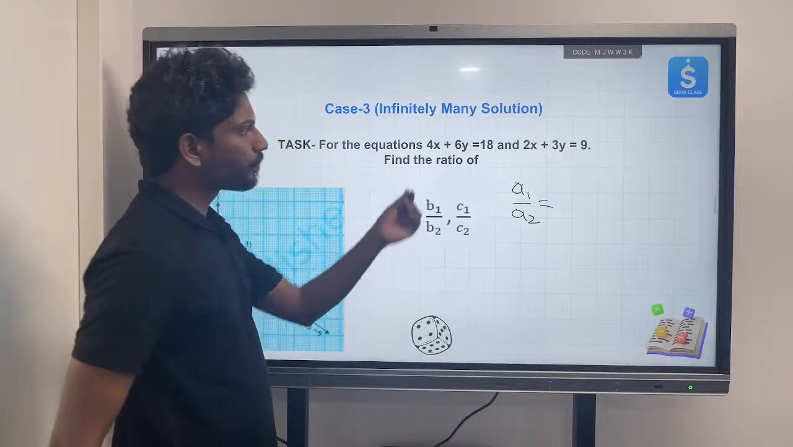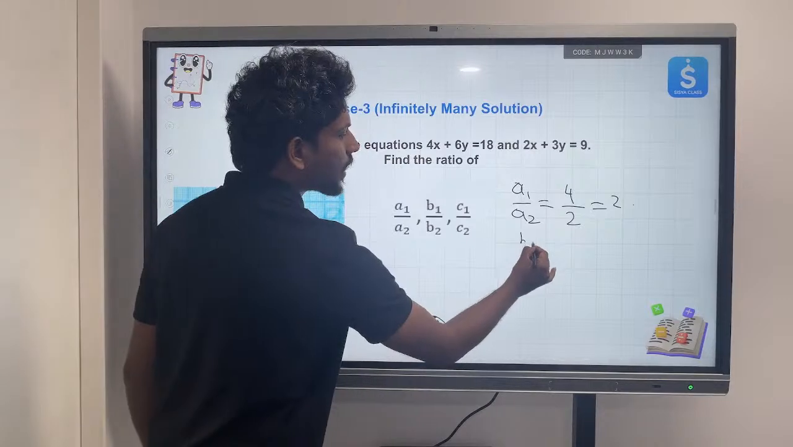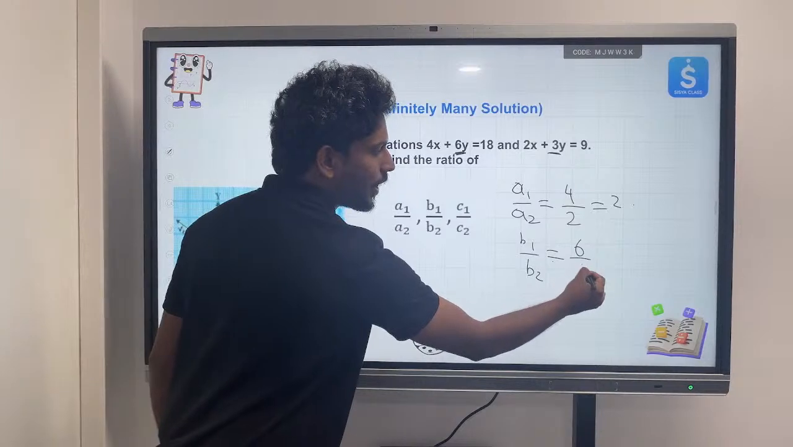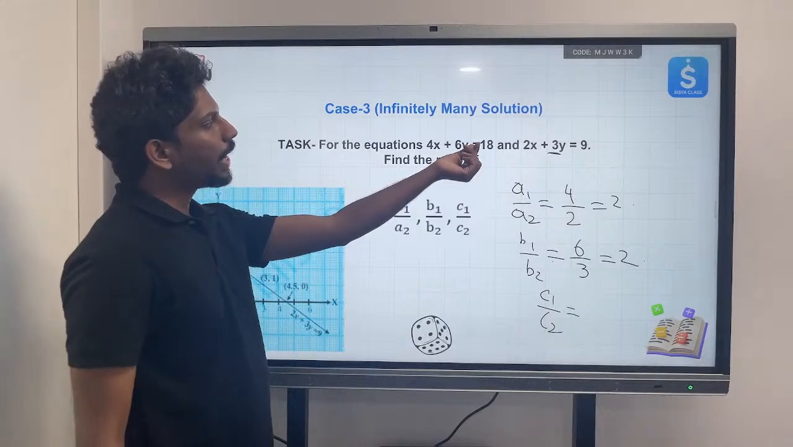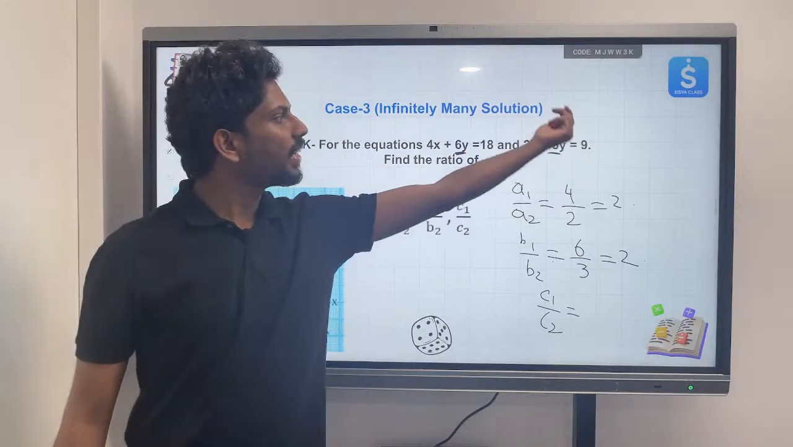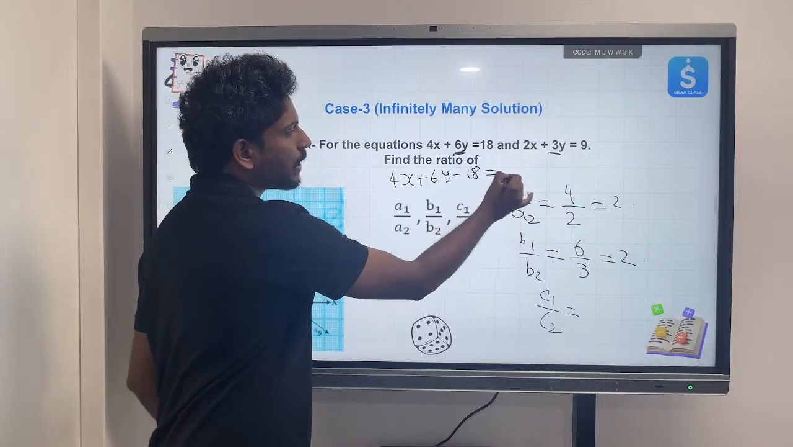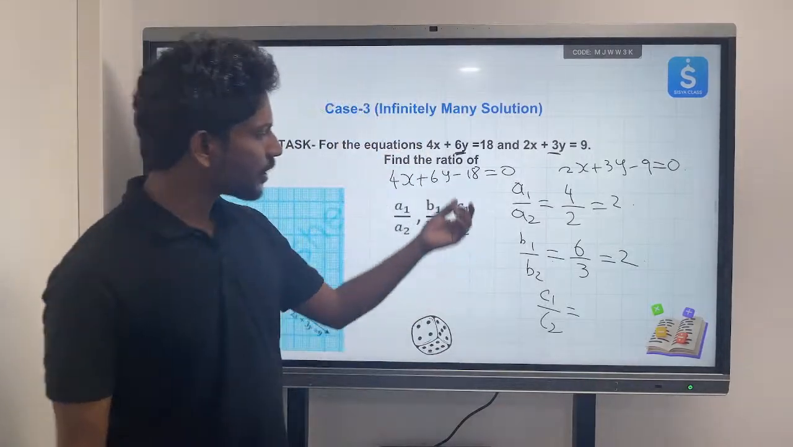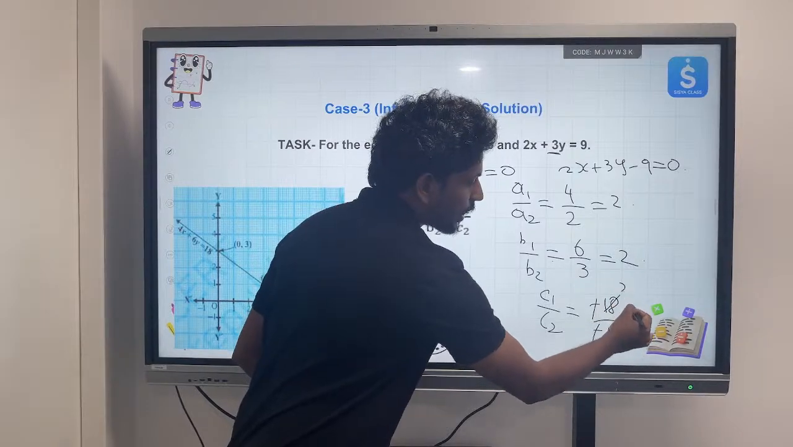What is a1 by a2, that is coefficient of x by coefficient of x, that is 4 by 2, which is 2. What is b1 by b2? The coefficient of y and the coefficient of y, which is 6 by 3, which is 2 again. And what is the last one? c1 by c2 equals to, if you want to write it in the general form, you can just bring 18 to the left hand side, and 9 to the left hand side. So what does our equation become? 4x plus 6y minus 18 equals to 0, 2x plus 3y minus 9 equals to 0. But still, it wouldn't matter much. Now, if you see here, it is minus 18 by minus 9. Again, the answer turns out to be 2.